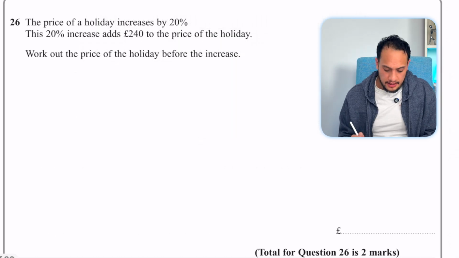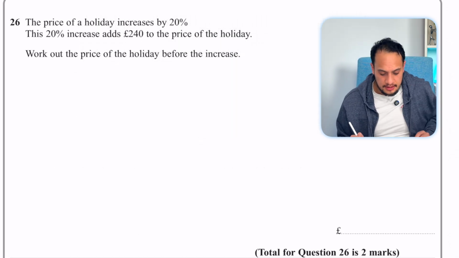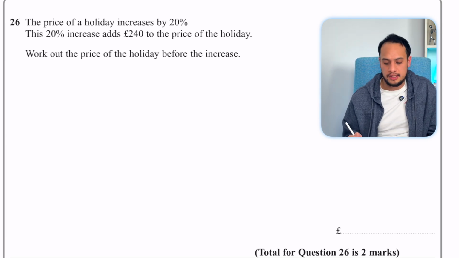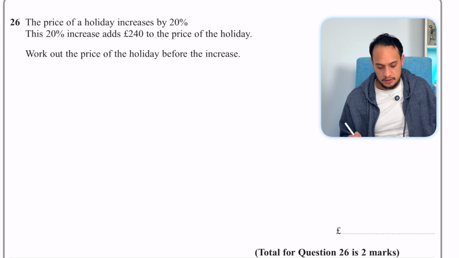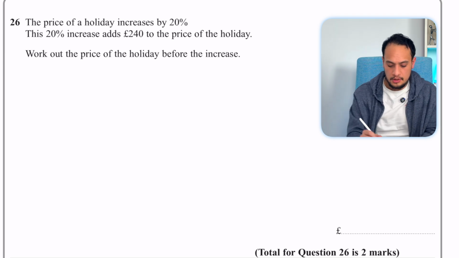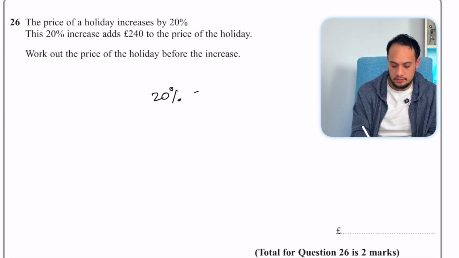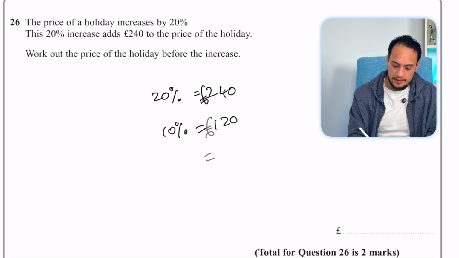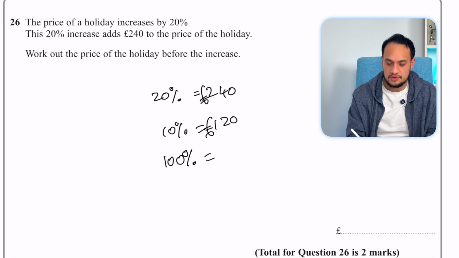The price of a holiday increases by 20%. This 20% increase adds £240 to the price of the holiday. Work out the price of the holiday before the increase. We don't know the price of the holiday, but we know that a 20% increase amounts to 240 pounds. So if 20% is equal to 240 pounds, then 10% would be 120, and then I can find 100%. 100% is 120 times 10, so I get 1,200.